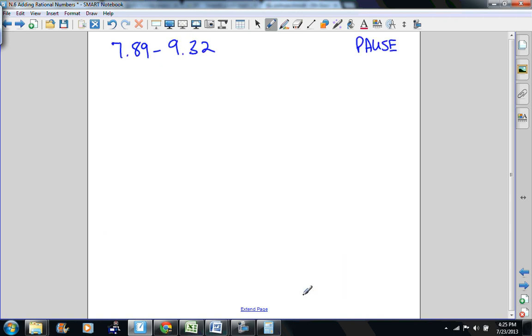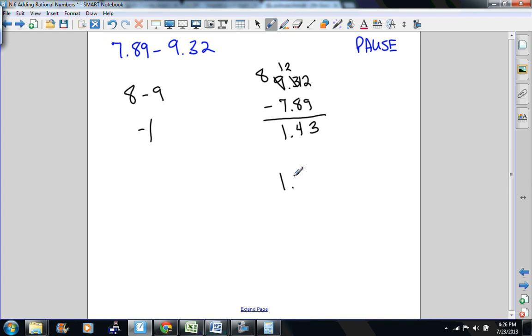All right, last one. I want you to try this on your own. So I did 8 minus 9. You could have done 7, it would give you the same thing. Well, that's negative 1, which means I did this number minus this number, and I put a negative on it. So I'm going to go 9.32 minus 7.89. That gives me 1.43, and I have to put a negative on it.